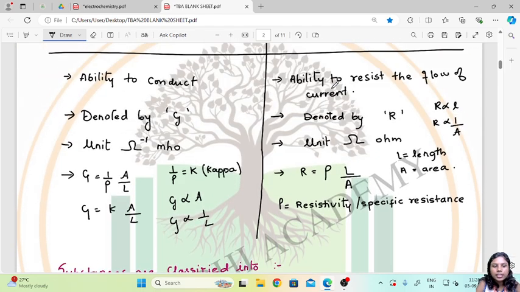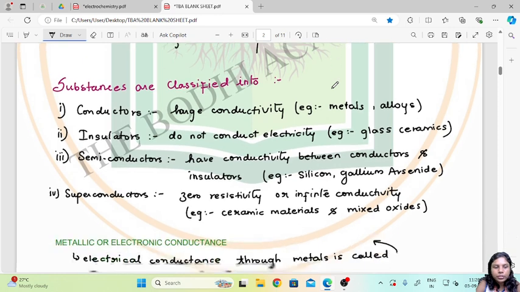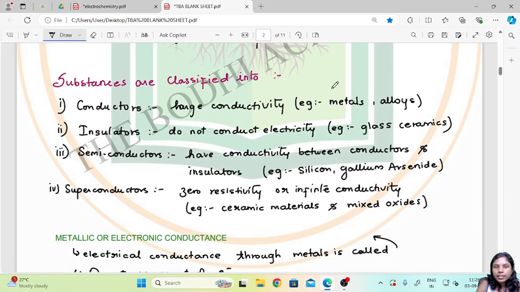Every substance is classified into three major categories. First are the conductors, which have very large conductivity. Examples are metals and alloys. Alloys are mixtures of metals, so both have large conductivity. Next are the insulators, which do not conduct electricity. Examples are glass and ceramics. Semiconductors fall between conductors and insulators; their conductivity ranges from that of insulators to conductors. Examples are silicon and gallium arsenide.